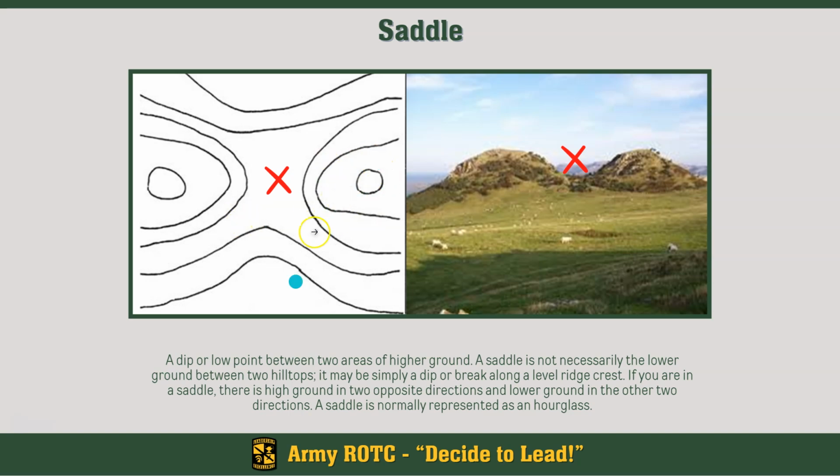So here you've got a hilltop and a hilltop with a saddle right in the middle. Here again, you've got a hilltop here and a hilltop here, and the saddle is this drop in elevation where if you're standing here, you've got elevation going up on two sides, and then you've got elevation going down on the other two sides.